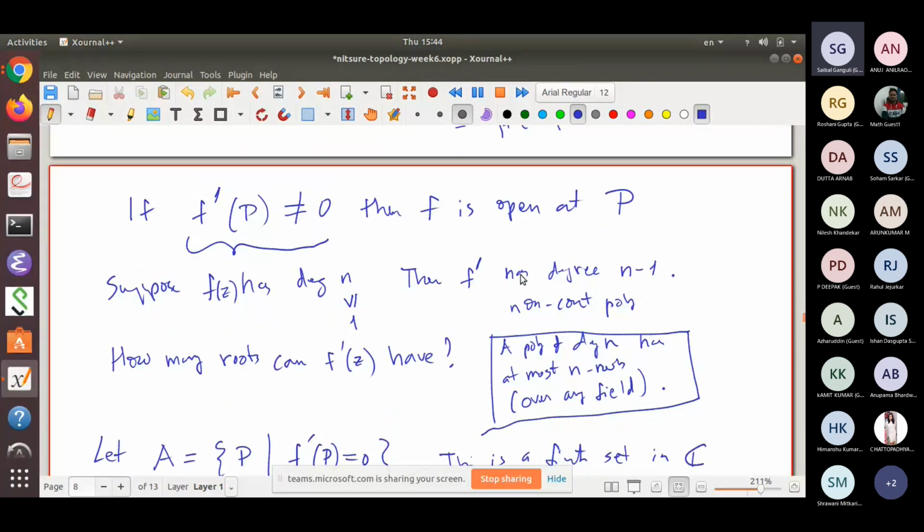Now, the derivative is also a polynomial. It's of degree 1 less. And I'm taking it to be a non-constant polynomial, because if the derivative is constant, what is f?